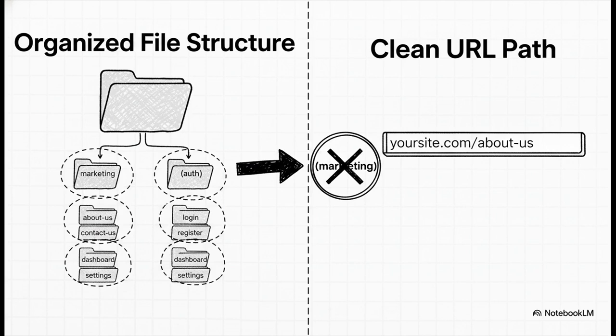And here's the aha moment. Your app directory is suddenly clean. It's logical. All your marketing pages are neatly tucked away in a marketing group, your auth pages are in auth, but the URLs themselves stay nice and simple. This makes your project so much easier to navigate and scale.